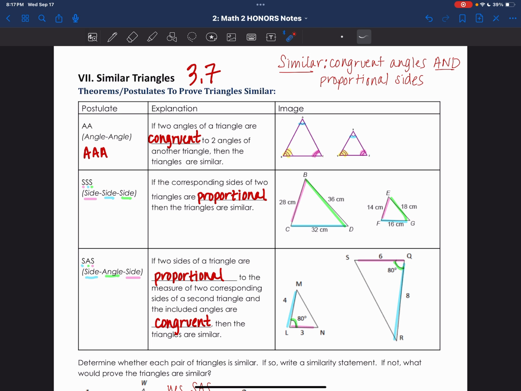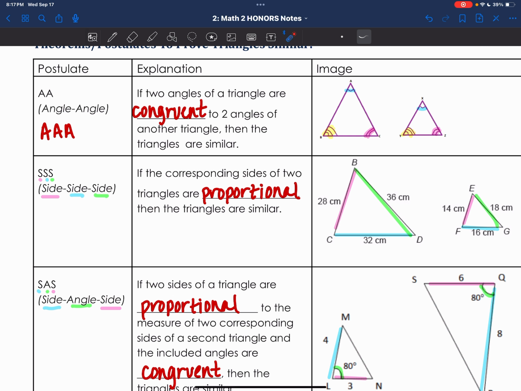One of the ways that you can prove triangles are similar is by using the angle-angle postulate, or sometimes you'll see it as angle-angle-angle. But what it means is two angles of the triangle are congruent to two angles of another triangle. So if two of the angles are congruent, then you know that they are potentially similar, which makes sense because then your third angle would have to be the same also. So if we know those two, then we know that these are going to be similar. So at least two.